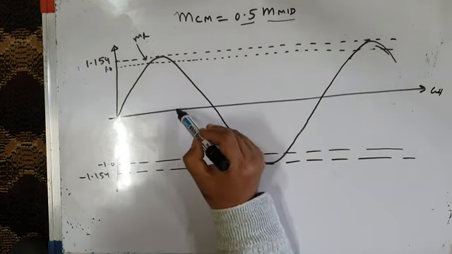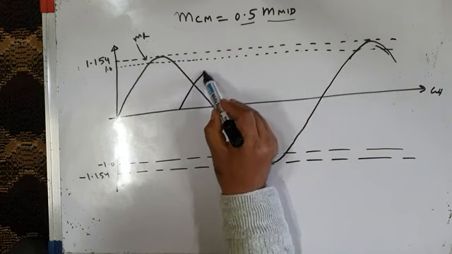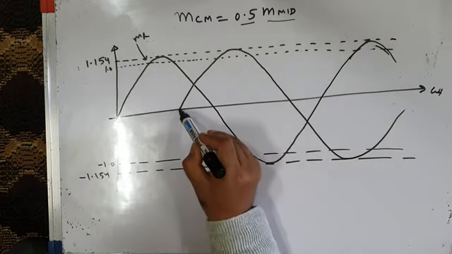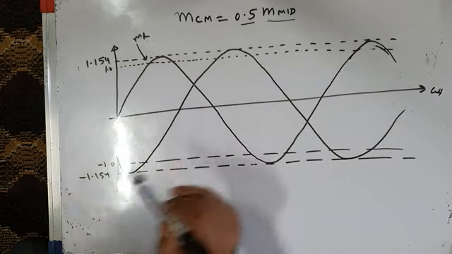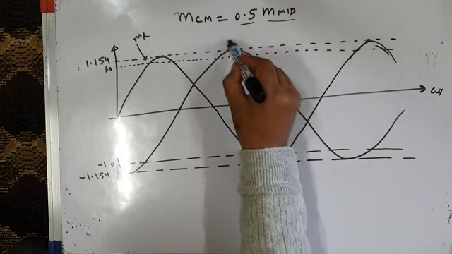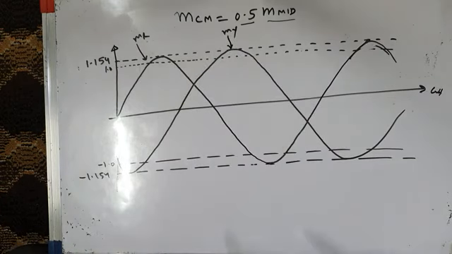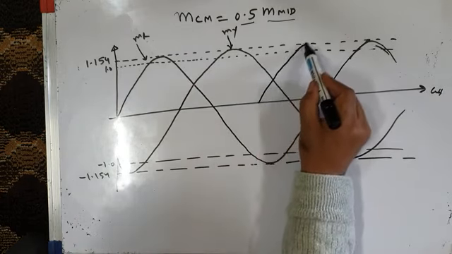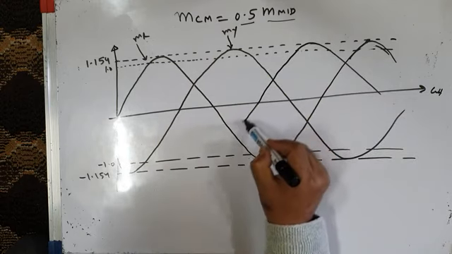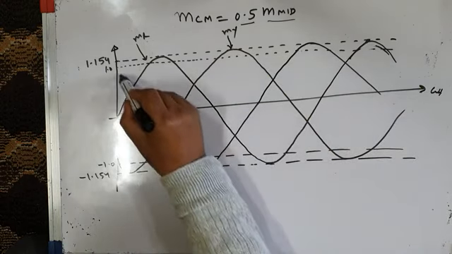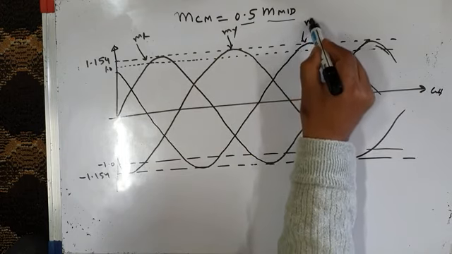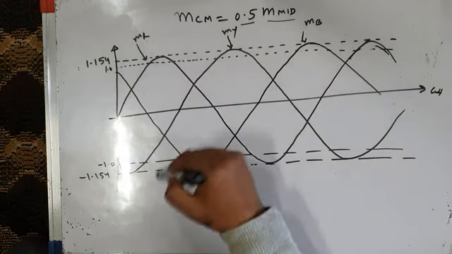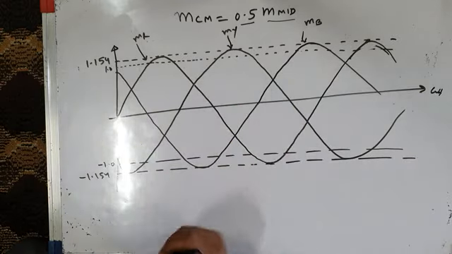MY will start after 120 degrees, say somewhere here. This is my MY, original modulating wave. The third original sinusoidal modulating wave is MB, after another 120 degrees. This is MB. Now in these original sinusoidal modulating waves MR, MY, MB, you have to add the common mode signal.